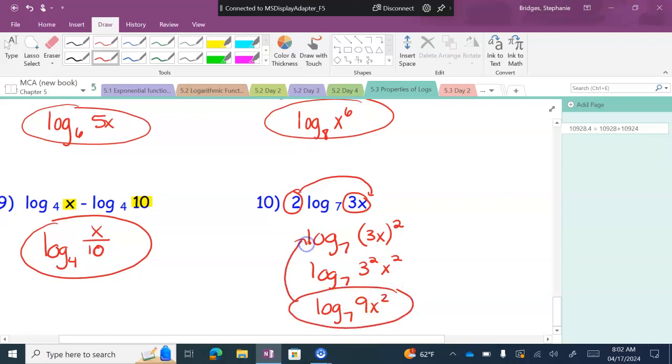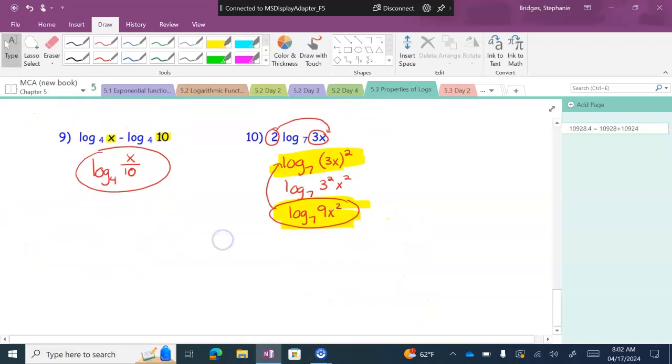But if you leave it like that, I'm not going to count it wrong as long as you put the parentheses around it, okay? I would prefer it to be left as 9x squared. But if you put that 3x in parentheses and put the square on the outside, I will definitely give you credit for that. You just have to know that that argument had 2 parts to it. It had a 3 and an x. So therefore that 2 in front has to go to both of them. Does that make a little bit of sense? Okay.